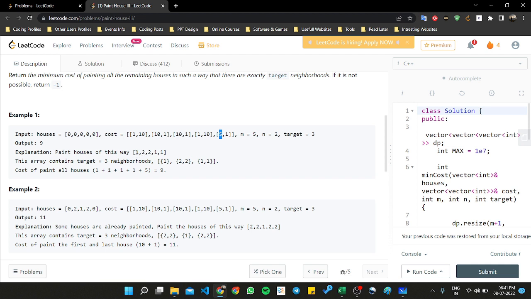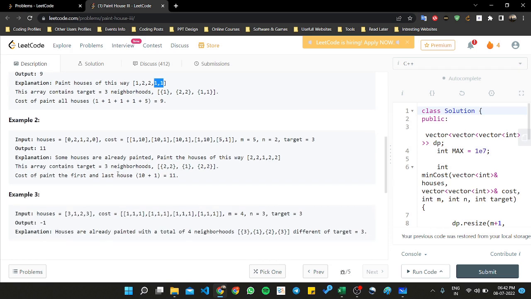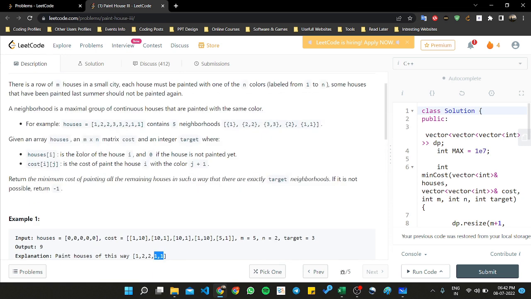So there are 3 neighborhoods, and the array contains 3 neighborhoods, which matches our target. The cost of this is 1 plus 1 plus 1 plus 1 plus 5, which is 9. This is the minimum cost we can get. Now let's look at the second example with the algorithm.